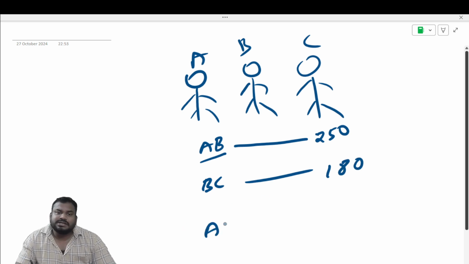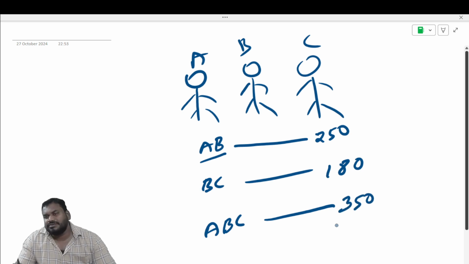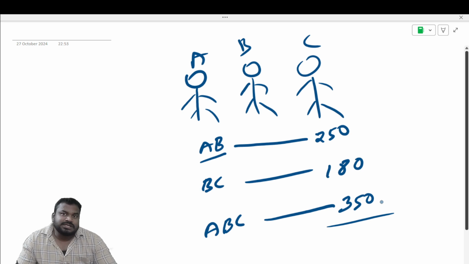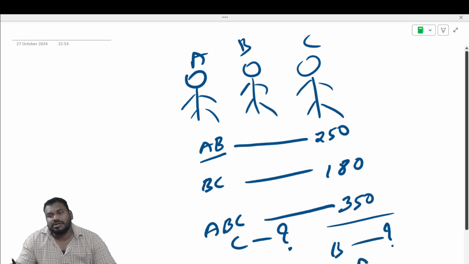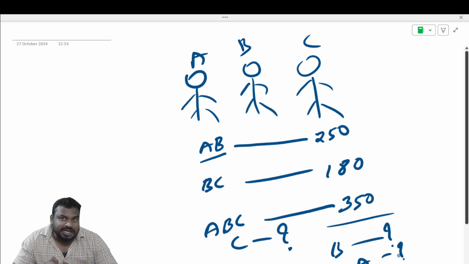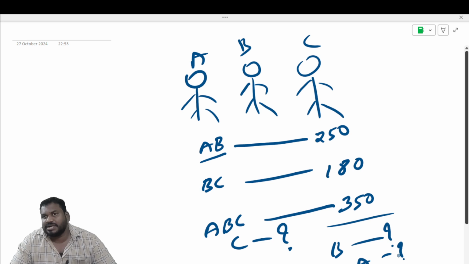And he will tell A, B, C together in doing the work, they will take 350 rupees. Like this, he will give you. And he will ask, what is the total pay received by C alone, or B alone, or A alone. Like that, he will ask. So, in this case, you can find it easily by subtracting one from another based on the given data.